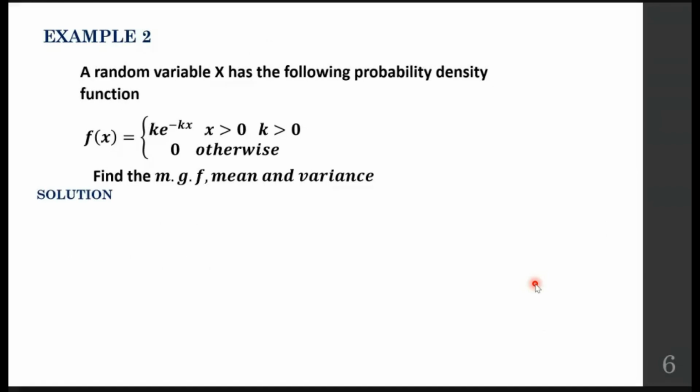Next problem. The random variable x has the probability density function f of x equal to k e raised to minus kx for x greater than 0, k greater than 0, and equal to 0 otherwise. Find the MGF, mean and the variance.